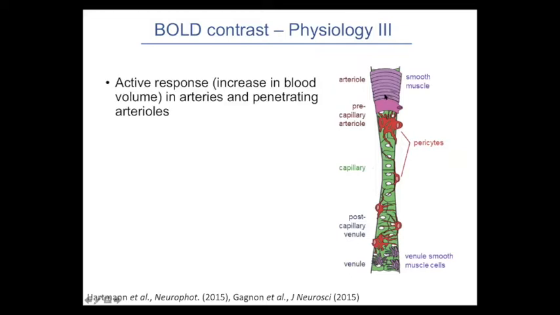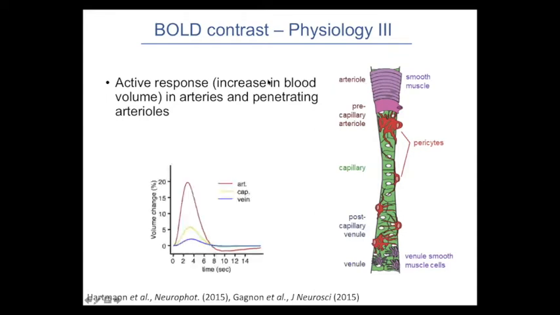And basically, following a neural stimulus, the active part is here. So it's in the arteries and the penetrating arterioles, and that is an increase in blood volume. And here you can see, following a strong stimulus, in the arteries a pretty high change in blood volume. And you can also see that it's a rather slow signal. So we are talking on the time scales of seconds. It's not as fast as neuronal signals, which happen in the millisecond range. So that's the first thing to keep in mind.